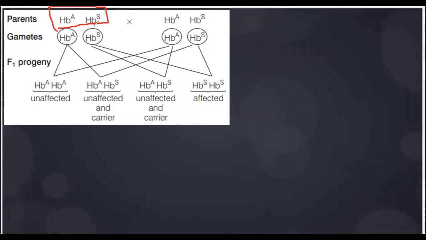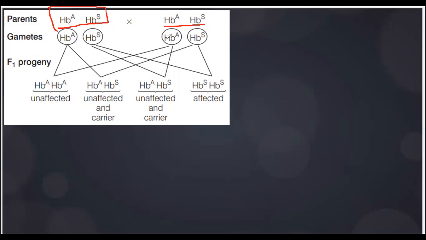We know that a gene exists as two pairs, or two alleles. In this case, we will write HB, which represents hemoglobin. Capital A stands for the normal hemoglobin, and S stands for the sickle shaped hemoglobin. So let's say the male and the female parents are both carriers. They both have one allele defective. Okay, now we'll separate the gametes. So it's very simple.